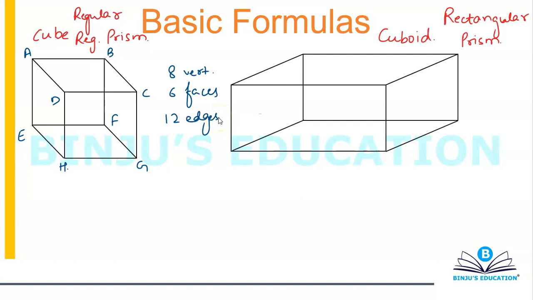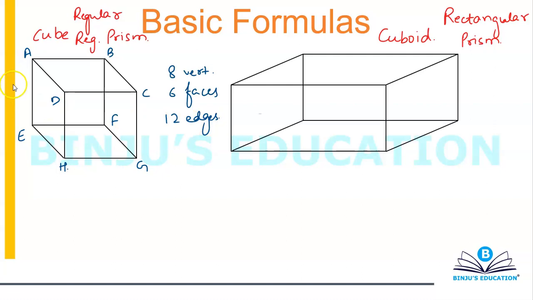Faces: a face is basically a flat side. So ABCD is one face, ABFE is another face, DCGH is another face. That's known as a face. And edges are basically the line segments, like AB is one edge, AD is another edge, DH is another edge, FG is another edge. Those are known as edges. So both cube as well as cuboid consist of 8 vertices, 6 faces and 12 edges.